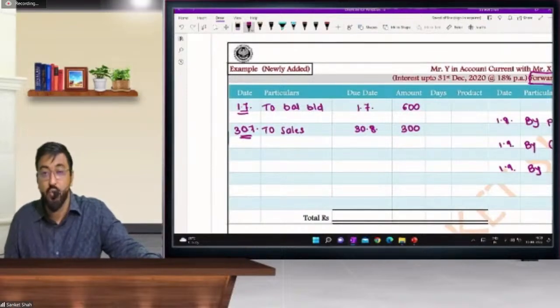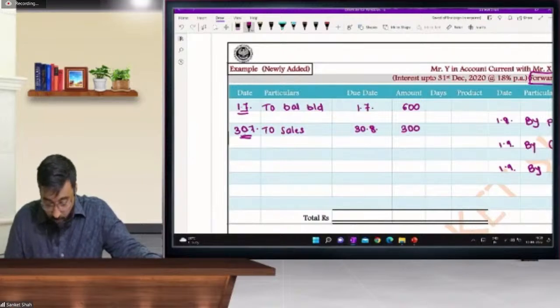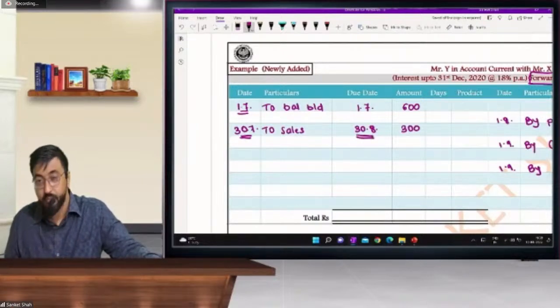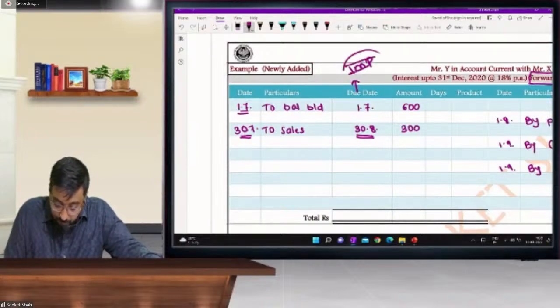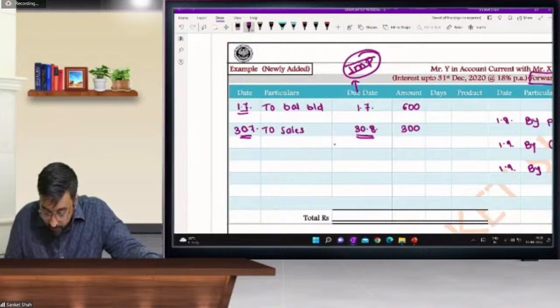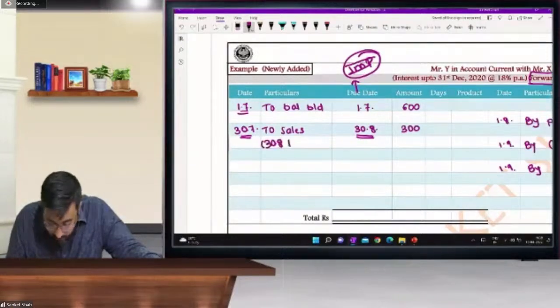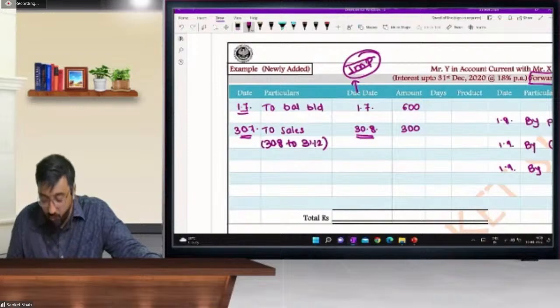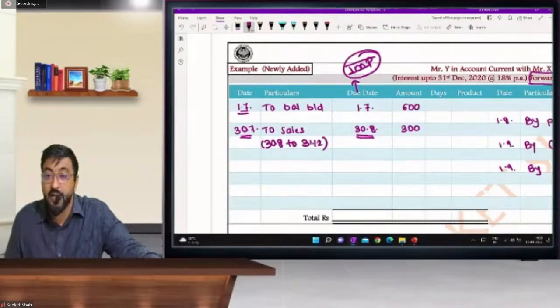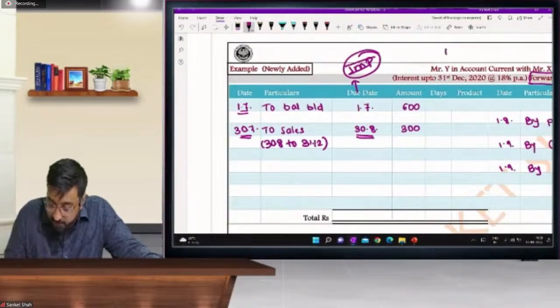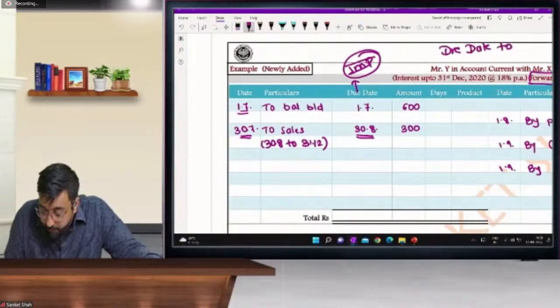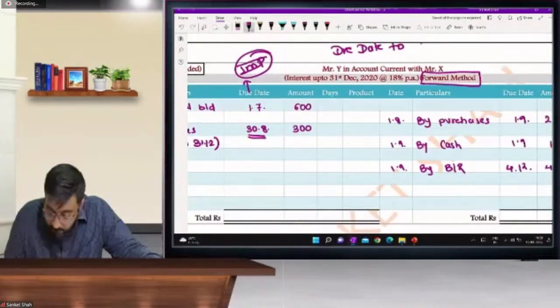30th July, let me tell you about it. Don't consider the first date. From 30th August. Now due date, always focus on due date. This column is important. So here, from 30th August to 31st December, how many days are there? Calculate. Because of the statement date, from due date, what does this method talk about? Due date to statement date.